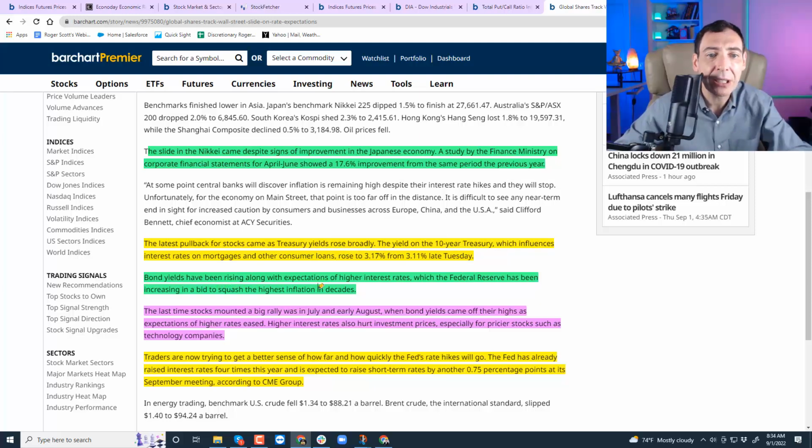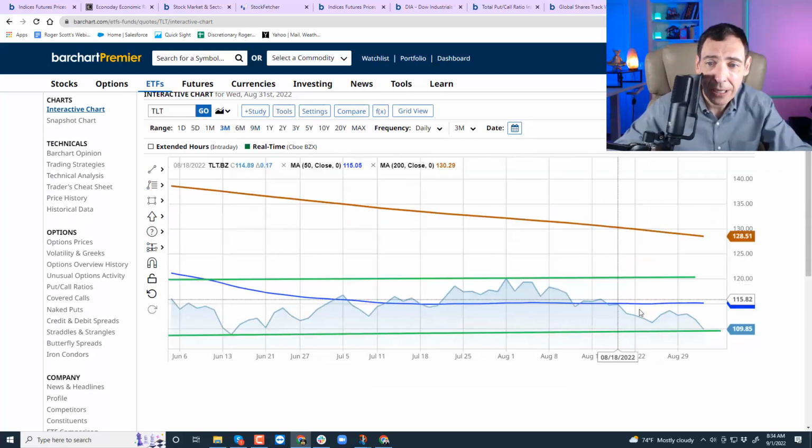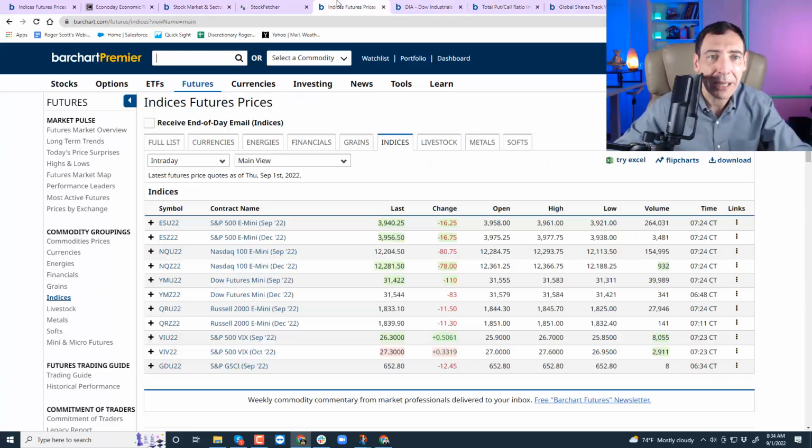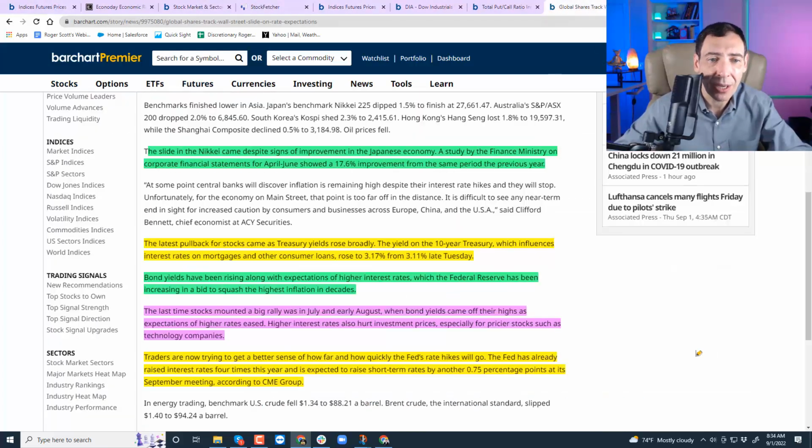Bond yields have been rising along with expectations of higher rates, while the Federal Reserve has been increasing a bit to squash highest inflation in decades. This is what they're talking about right here. Right here, this little blip right here that we're at right now. Again, I'm trying to give you a three-dimensional perspective of everything so you guys could see exactly where we stand and what's going on here.